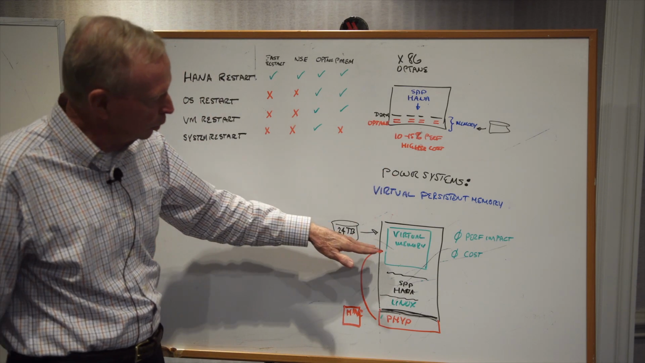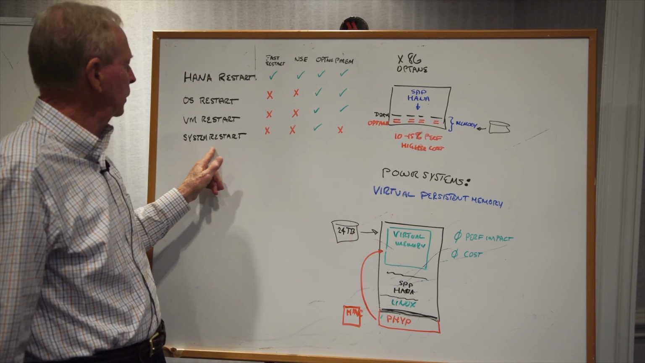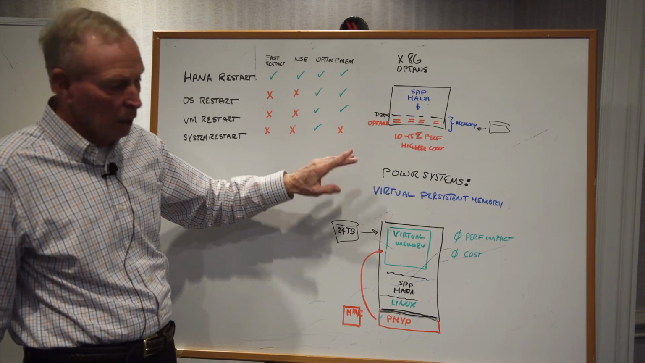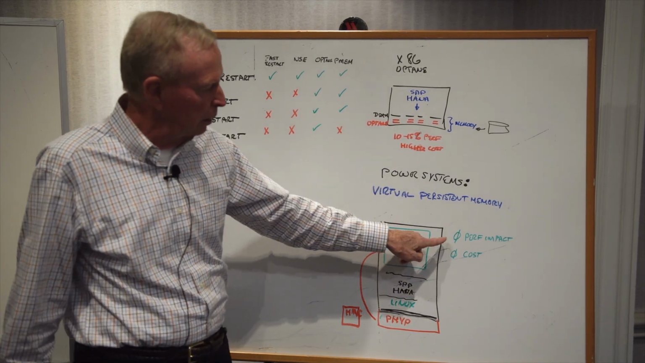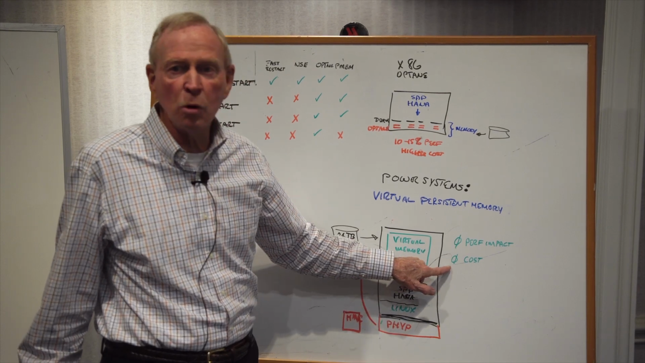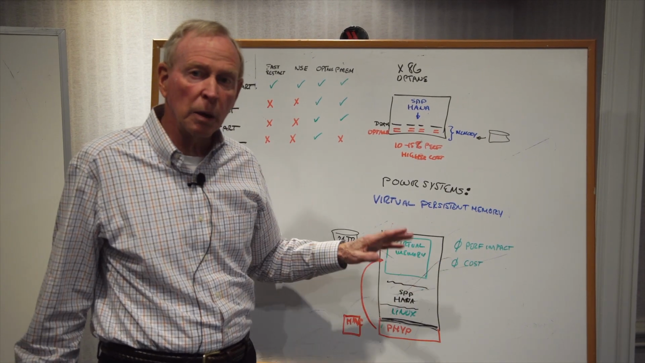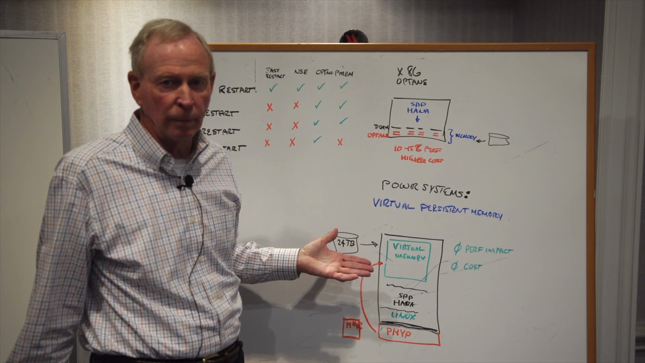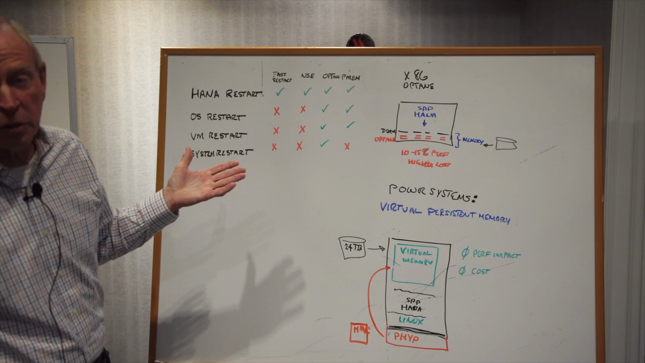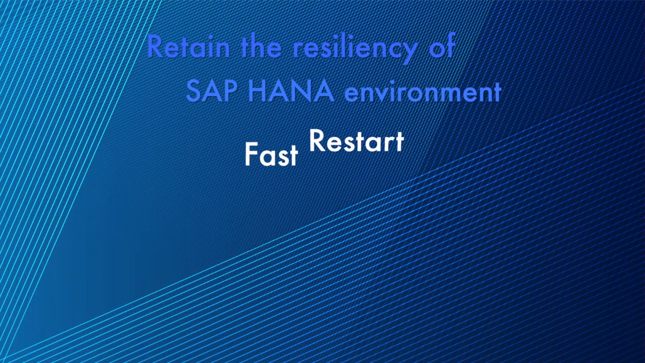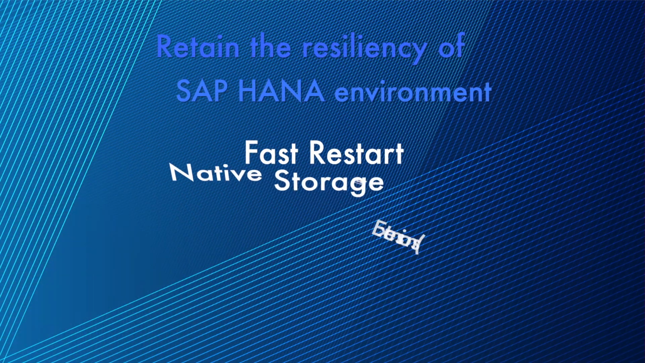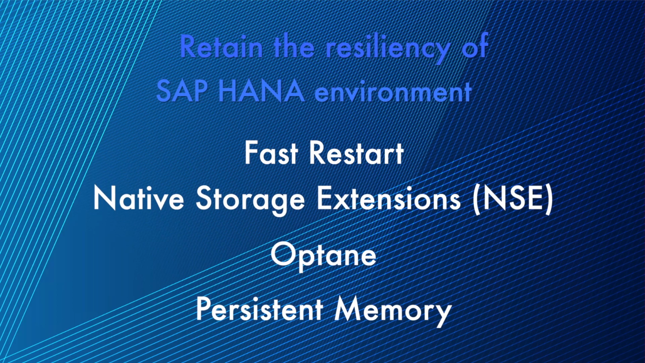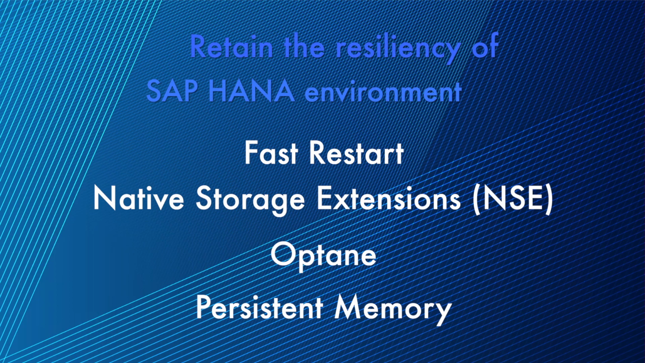The only case that I will lose this memory is if I have a catastrophic problem or do a system restart, and then it is lost. But no performance impact and no cost to you. Everybody that's running on Power Systems today, this is just an option that you turn on. So those are your choices: fast restart, native storage extensions, Optane, or persistent memory to retain the resiliency of your SAP HANA environment.